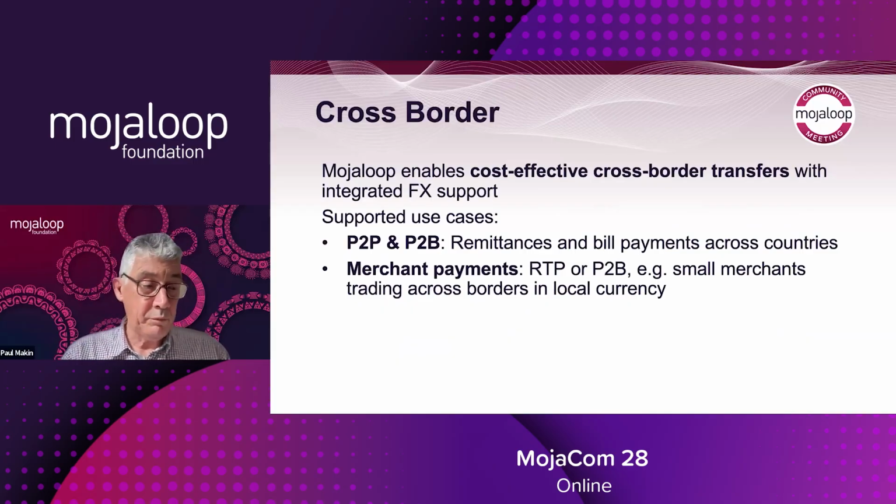Cross-border, a Mojaloop Hub can enable a DFSP's customers to send money across borders in a cost-effective manner, facilitating the FX process as part of the transaction. This supports obviously P2P and B2B, which you could call remittances and bill payments across country borders, and merchant payments, either request to pay or P2B, for small merchants trading cross borders in the local currency.